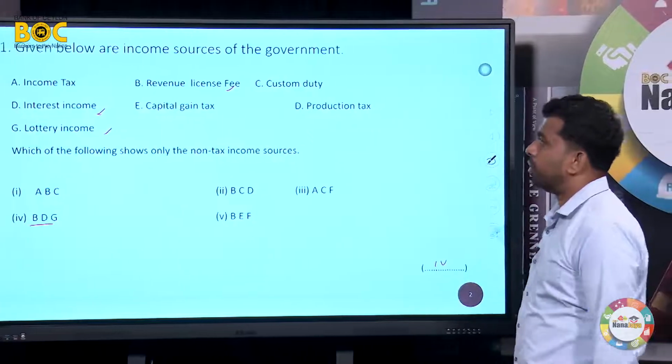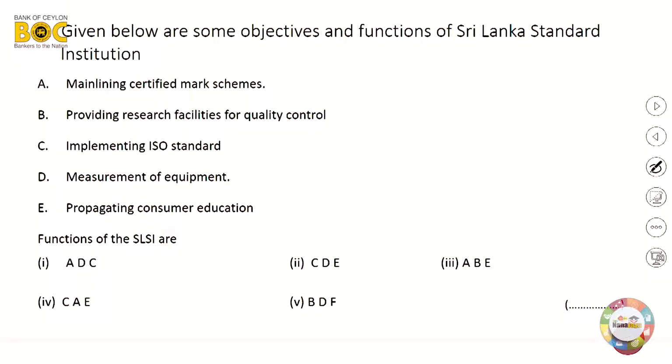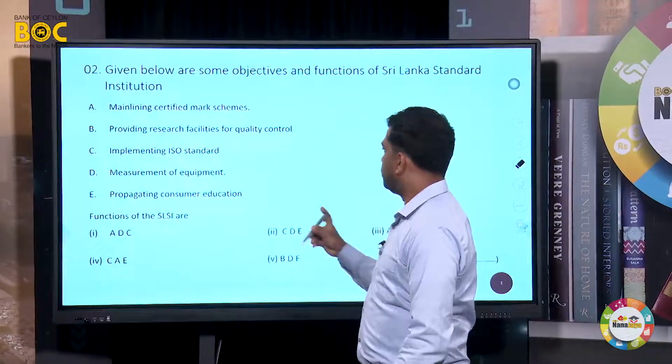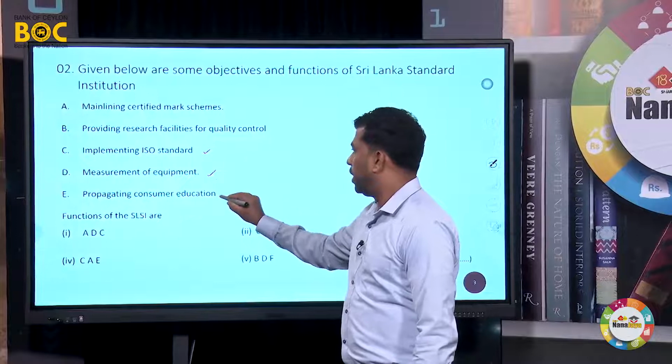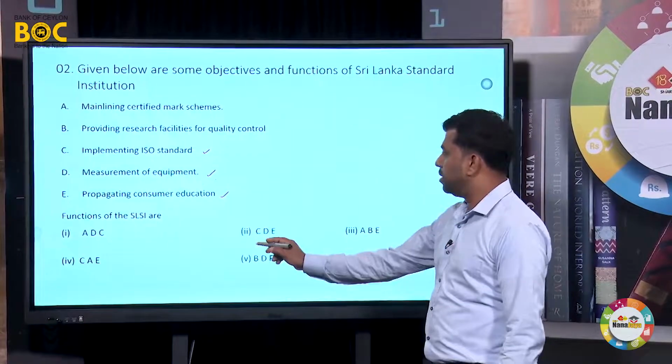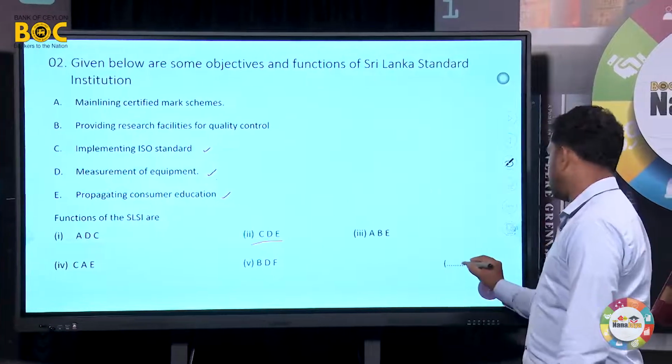Fourth one. Question number 2. Given below are some objectives and functions of Sri Lanka Standard Institution. You have to select functions of Sri Lanka Standard Institution. Maintaining certified mark scheme, providing research facilities for quality control, implementing ISO standards, measurement of equipment, propagating consumer education. Among these activities, implementing ISO standards, measurement of equipment, and propagating consumer education can be taken as functions of SLSI. The option is the second one.